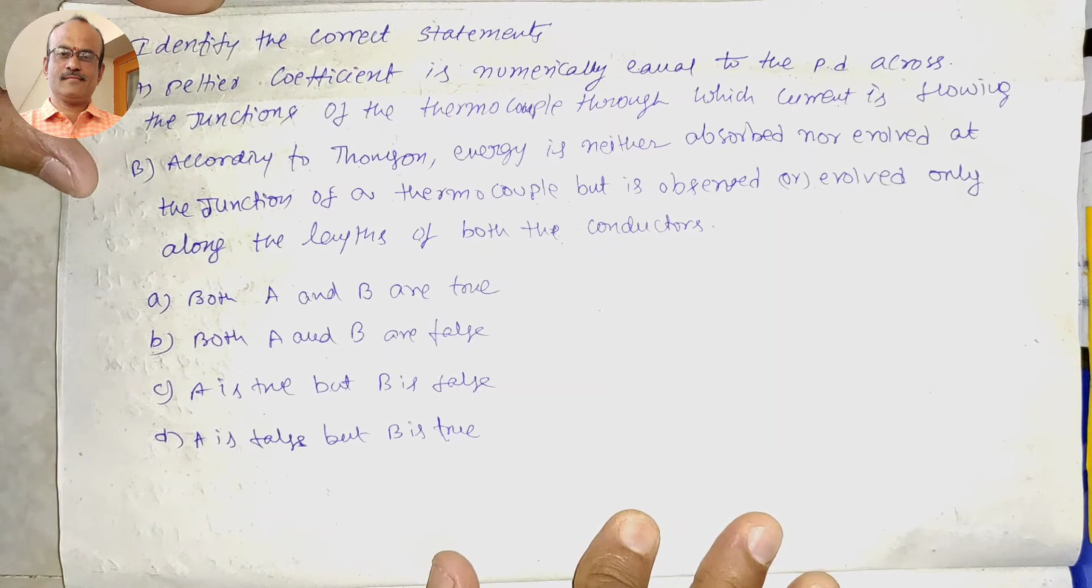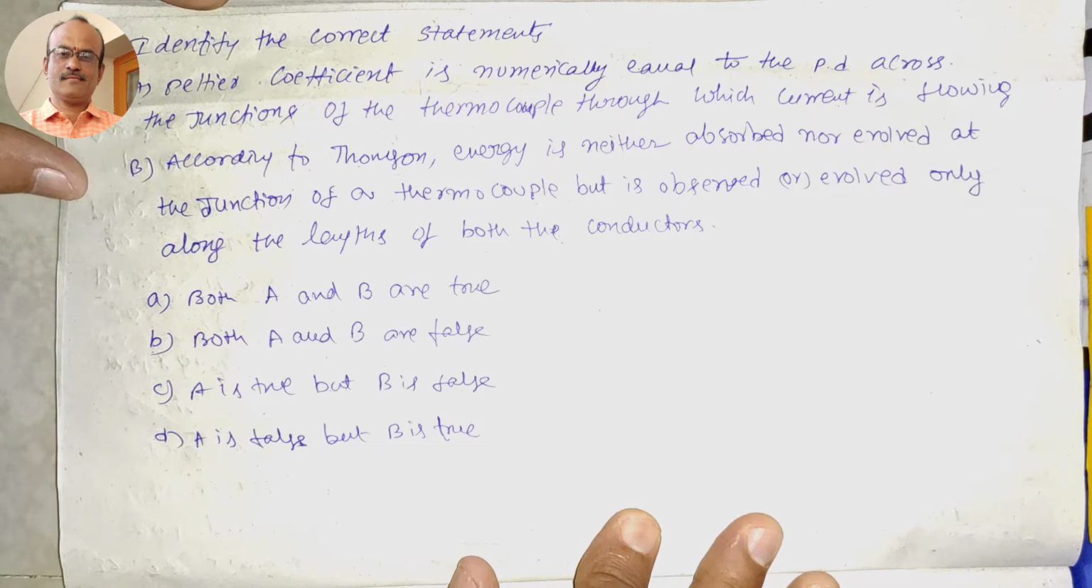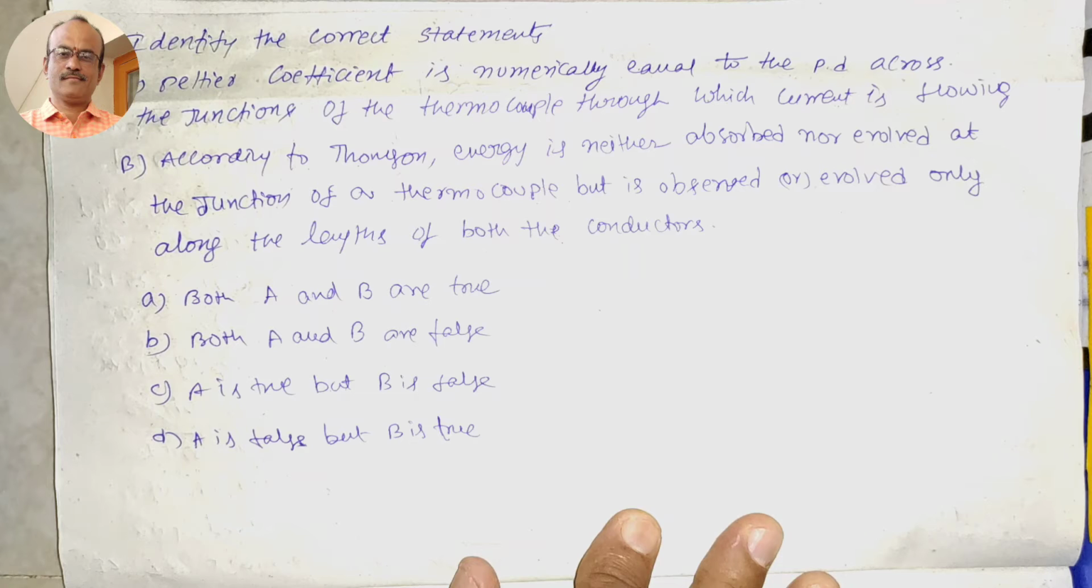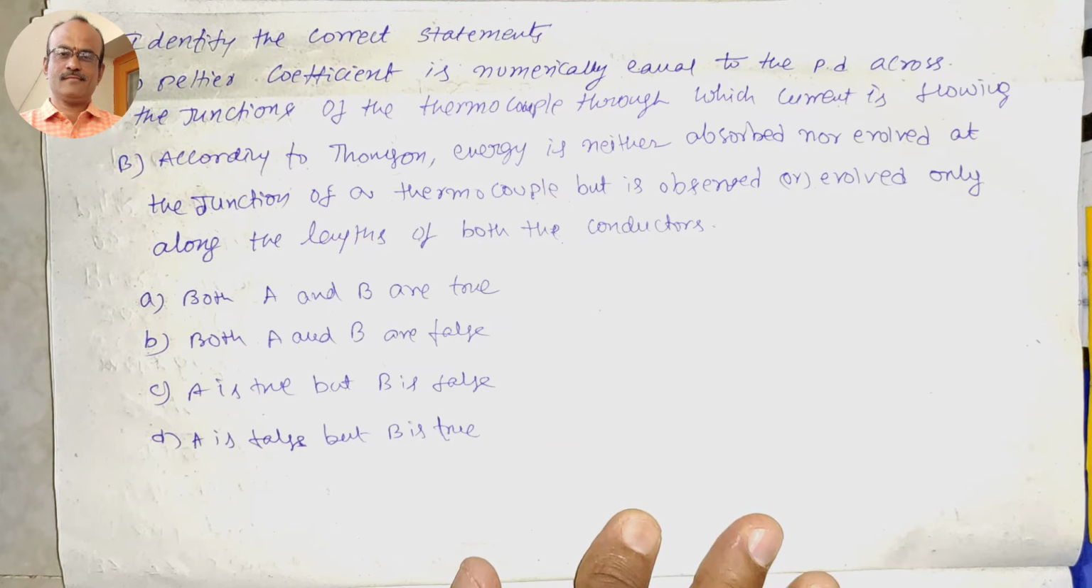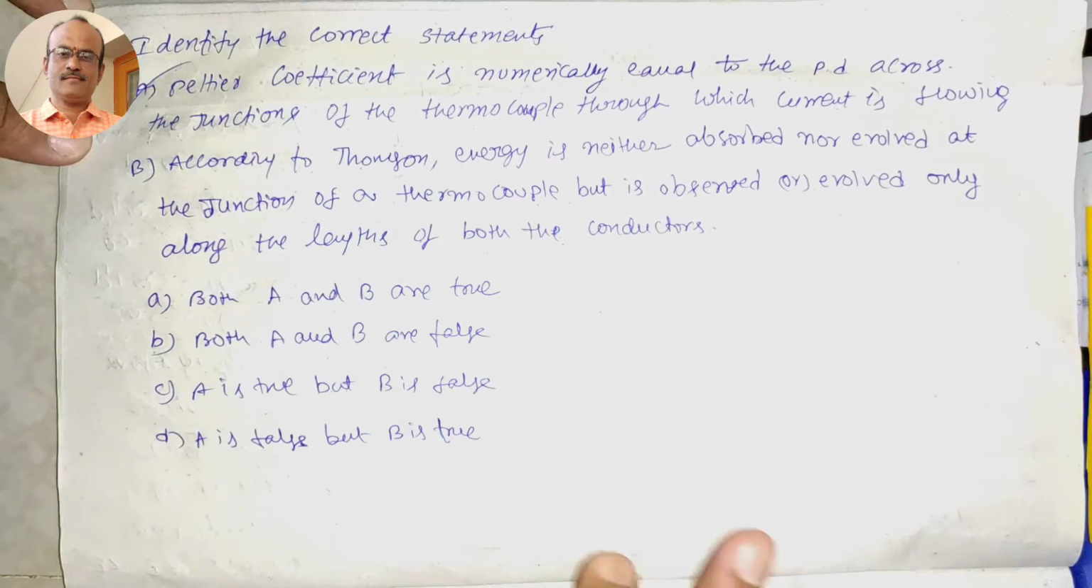Now the question number 33. Identify the correct statements. A. Peltier coefficient is numerically equal to PD across the junctions of the thermocouple through which current is flowing. That means very small amounts of current which must be measured. That is, Peltier coefficient is numerically equal to PD across the junctions of the thermocouple through which current is flowing. So option A is correct.